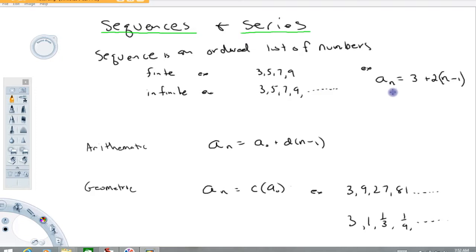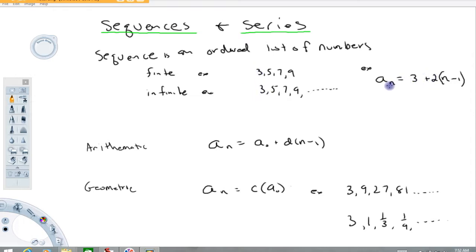Well, this formula that I wrote out, a sub n equals 3 plus 2 times n minus 1, is a formula that will give us the value of whatever a sub n we want anywhere in the sequence. You'll notice that if you put in n equals 1, we would be getting a1, and 1 minus 1 is 0, and we get a 3 out of this, for both cases, finite or not.